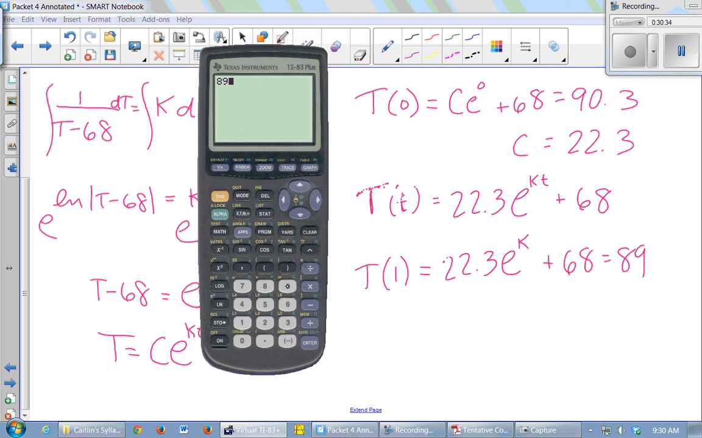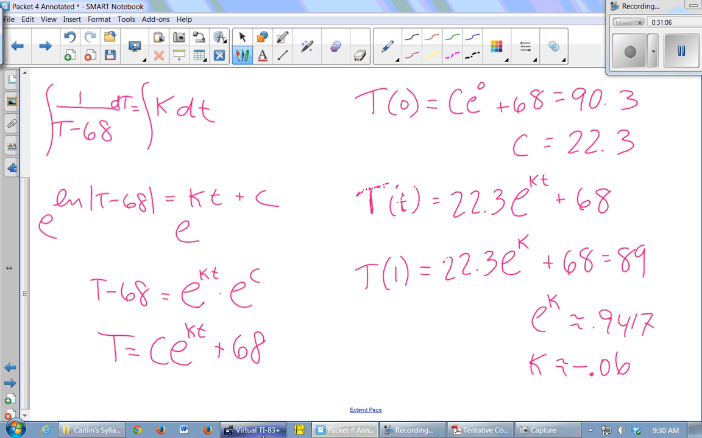So 89 minus 68 divided by 22.3. So we get e to the k is approximately 0.9417, which means k is the ln of that number. And I get negative 0.06. I'll just use that, even though it's not exact.